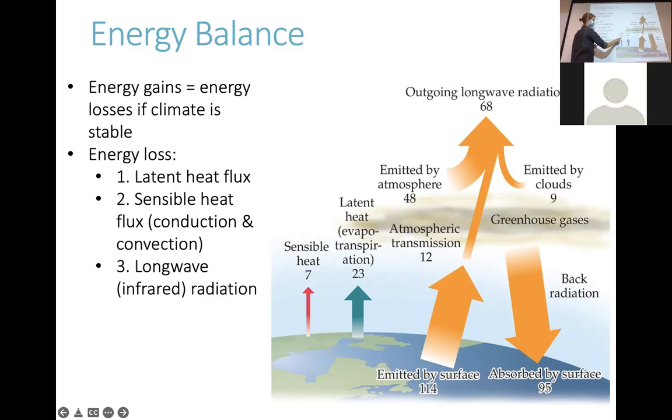You can see the numbers here. Small amount from latent and sensible heat flux. Most of it is leaving from this long wave radiation. If we have more greenhouse gases in the atmosphere, we lose less of this, so this number will go down and we hold on to more heat. That's the basics behind the effect of greenhouse gases on our climate.